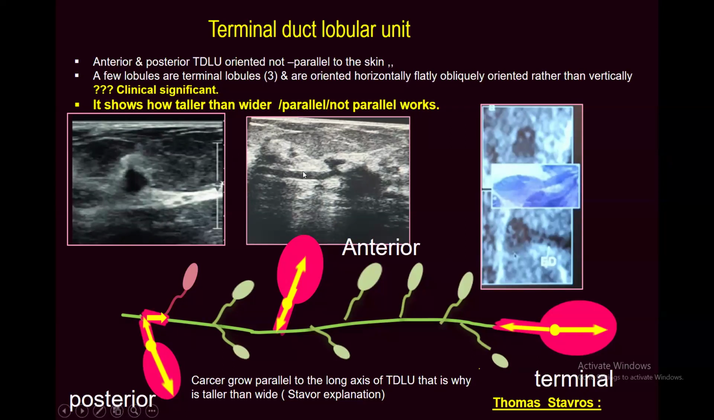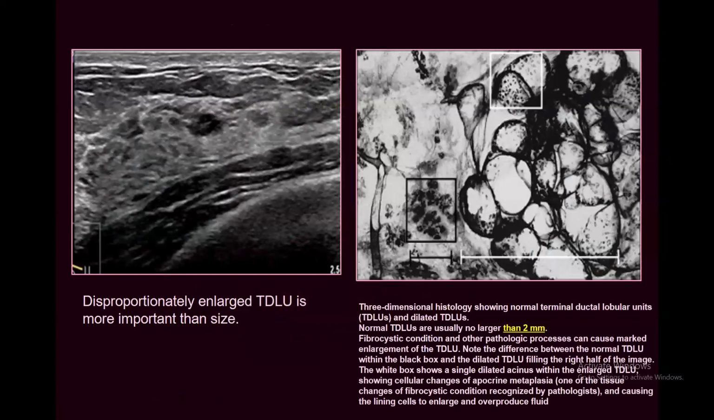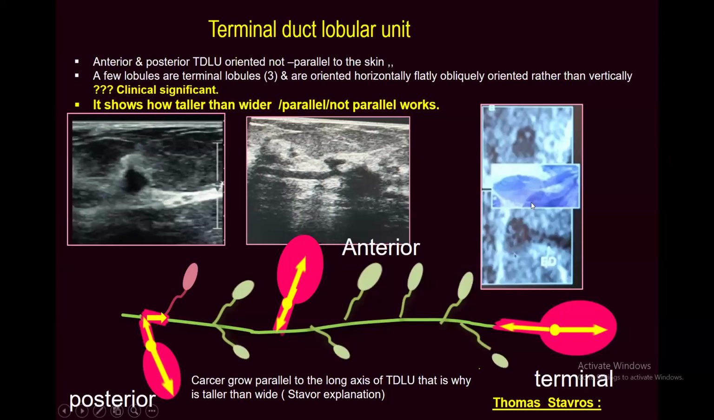You see, this is a segmental duct. This is enlarged, but still smaller anterior lobule, while this terminal lobule, can you see it infiltrated with pathology-proven breast cancer? And I have to mention that these discussions and this image are from Thomas Stavros.